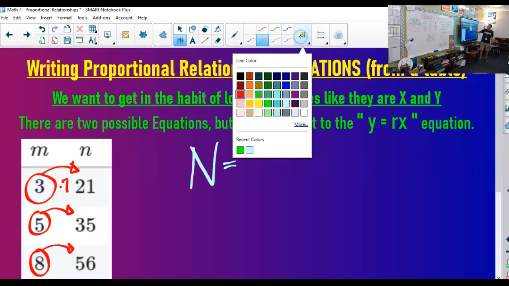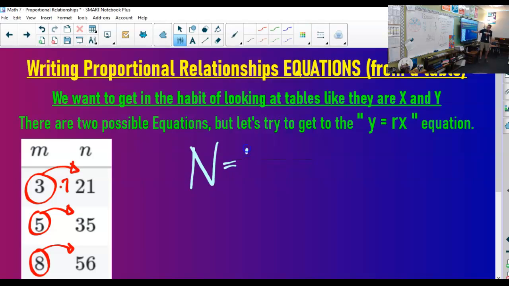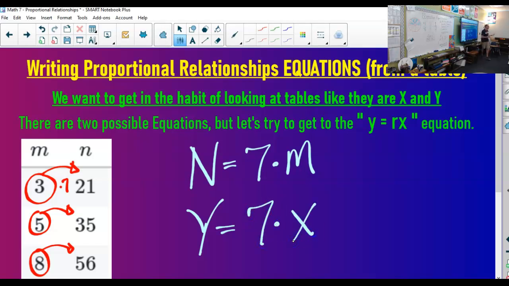M gives us n. So n is 7 times m always, right? If I do 5 times 7, if I do 8 times 7, so n is 7m. We could also write this y equals 7 times x. And that's the form we're trying to work towards.